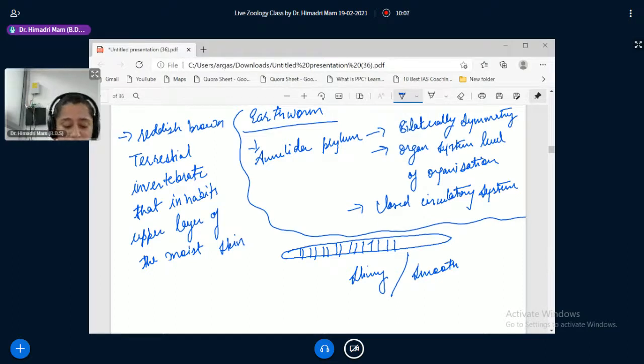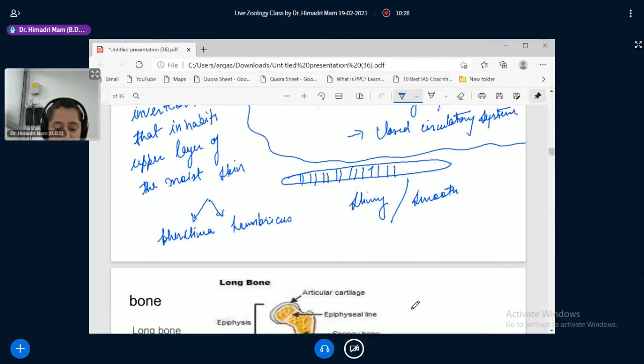Okay. Now there are two major species. That is Pheretima and Lumbricus. These are the two important species of earthworm which can be seen in India.